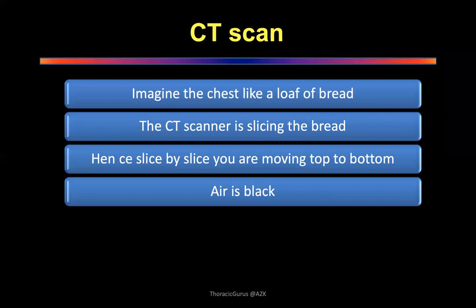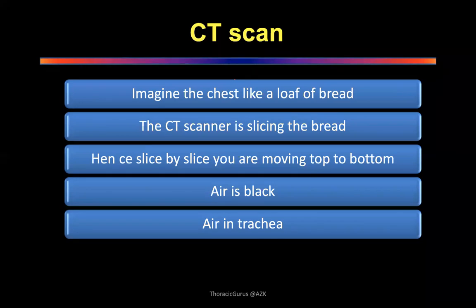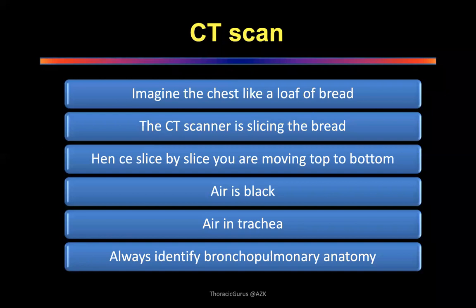Air on a CT scan is always black. Hence, the first thing you do on a CT scan is identify the trachea, because that is the most constant structure and air is always present in the trachea. The next point is always identify bronchopulmonary anatomy. Don't look at the lungs, look at the bronchopulmonary anatomy. Try to identify the trachea as you're coming down. Identify the trachea dividing into the right and left main bronchus.